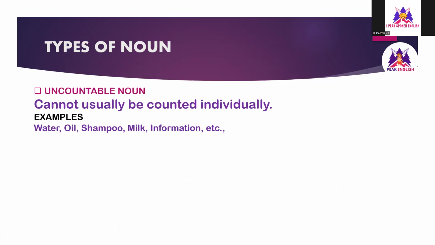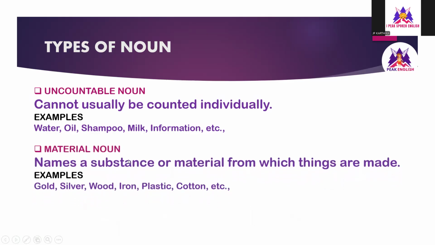So milk is uncountable too. Information, you cannot count. We don't say information is singular, information is plural. I have given one information, two information, no. So information, they are all uncountable nouns. Understood?